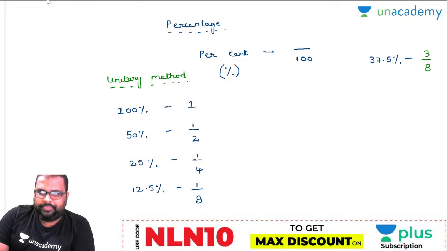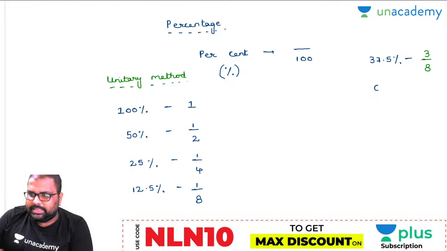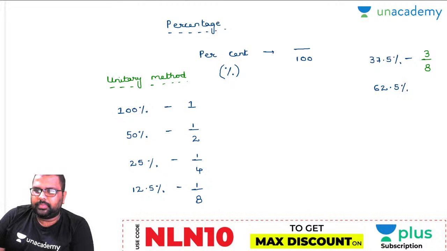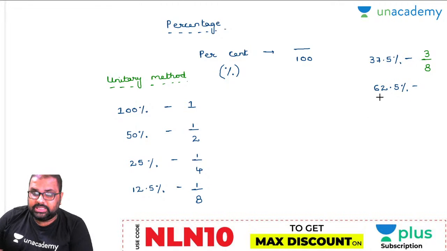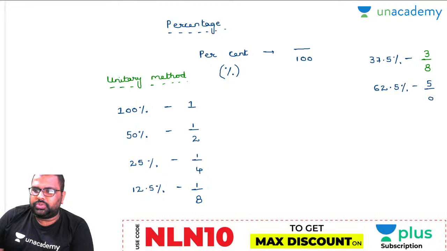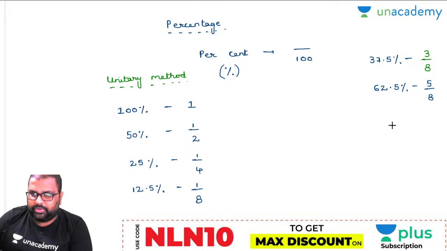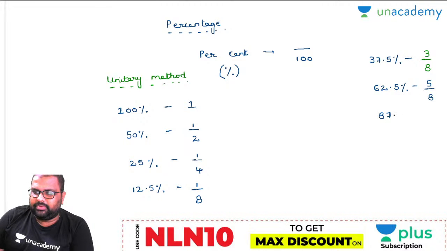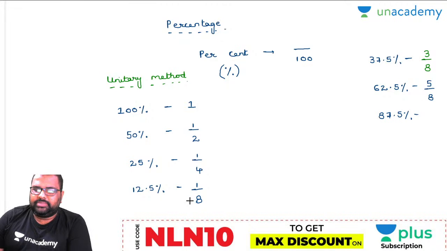This everybody knows. Now come to 62.5. Can anybody say 62.5? Now 62.5 contains five 12.5s, so this is 5 by 8. So those who can convert these percentages into fractions very easily can solve the questions fatafat. Now the next one is 87.5. Can anybody say what is the answer there? 100 percentage is 1. 12.5 is 1 by 8. 1 minus 1 by 8 is nothing but how much? 7 by 8.